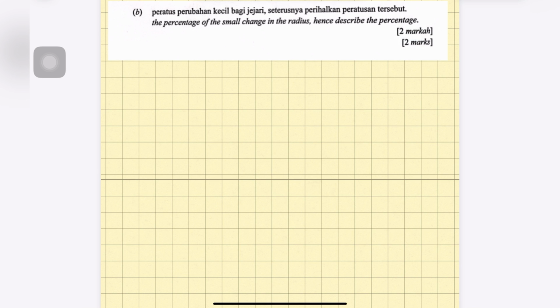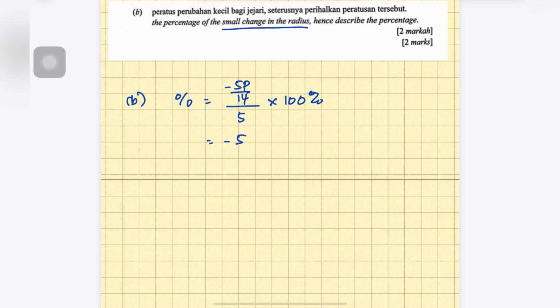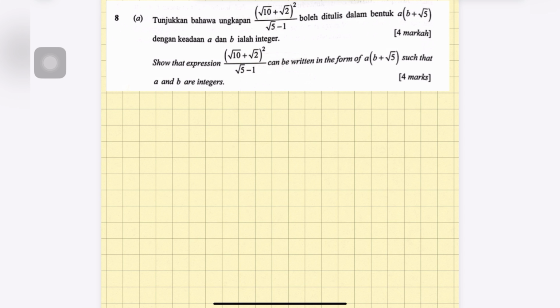B. Find the percentage of the small change in the radius. Hence, describe the percentage. Okay, so to find the percentage is small change in radius divided by the original value times 100%. So, in radius tadi, the small change is negative 5p over 14. Okay, the original value of radius is 5. So, times 100%. Okay, so this one is negative 50 over 7 p%. Okay, so hence they so describe. So meaning that the radius decreases but negative. Decreases 50 over 7 p%.